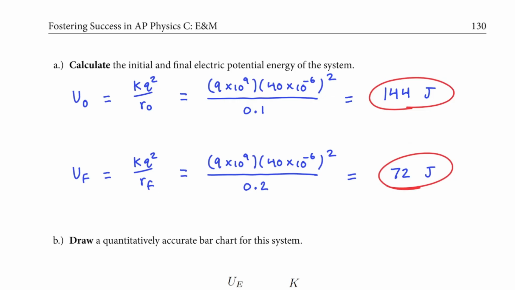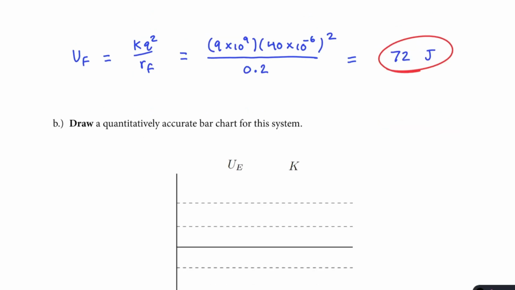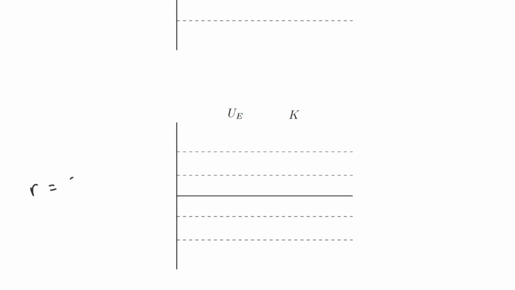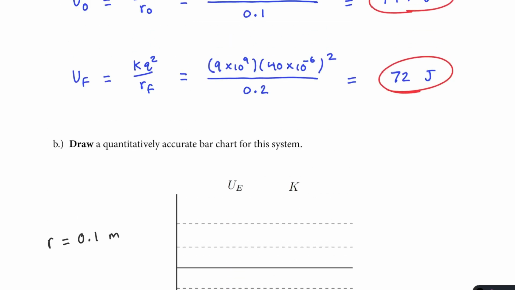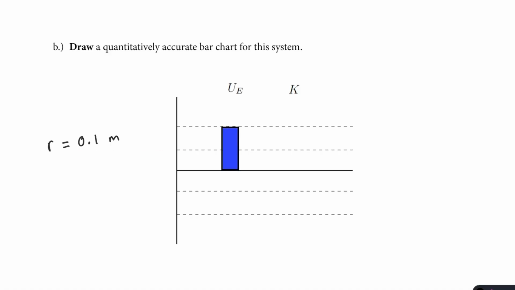So now we can draw a quantitatively accurate bar chart for this system at the initial state and final state. We're doing it both times. This would be when they're just separated by a small amount, and this is after we have released the second charge. In the initial state of the system, the charges are at rest. So I am just going to give all 144 joules to potential energy. That is my entire system energy, because the charges aren't moving. So the entire energy of the system is in potential at this point.